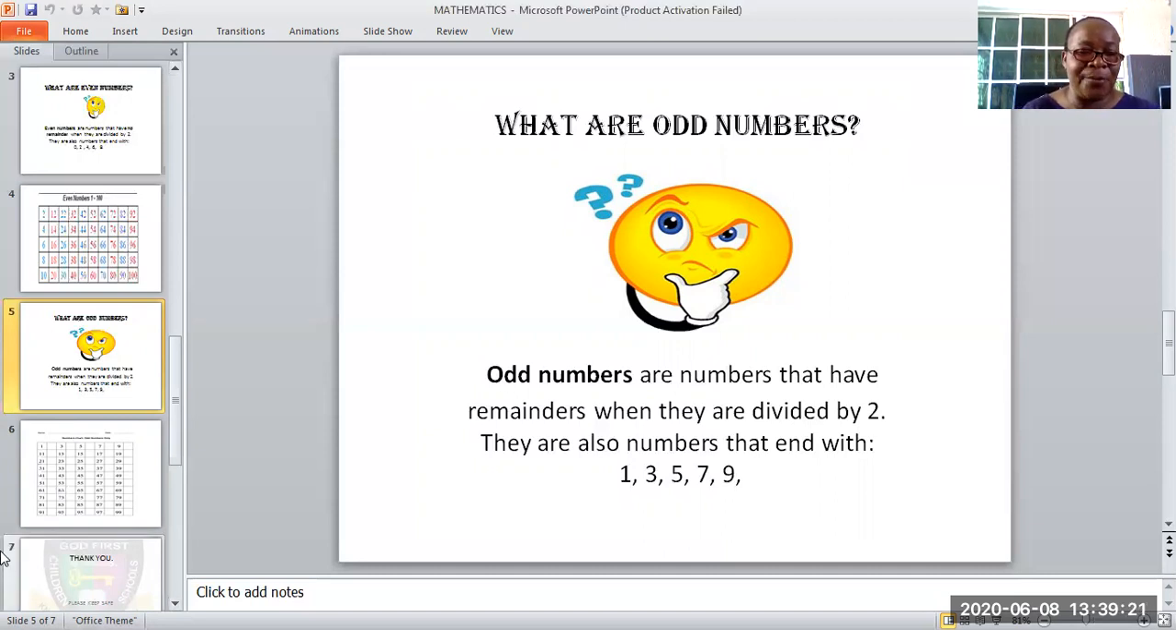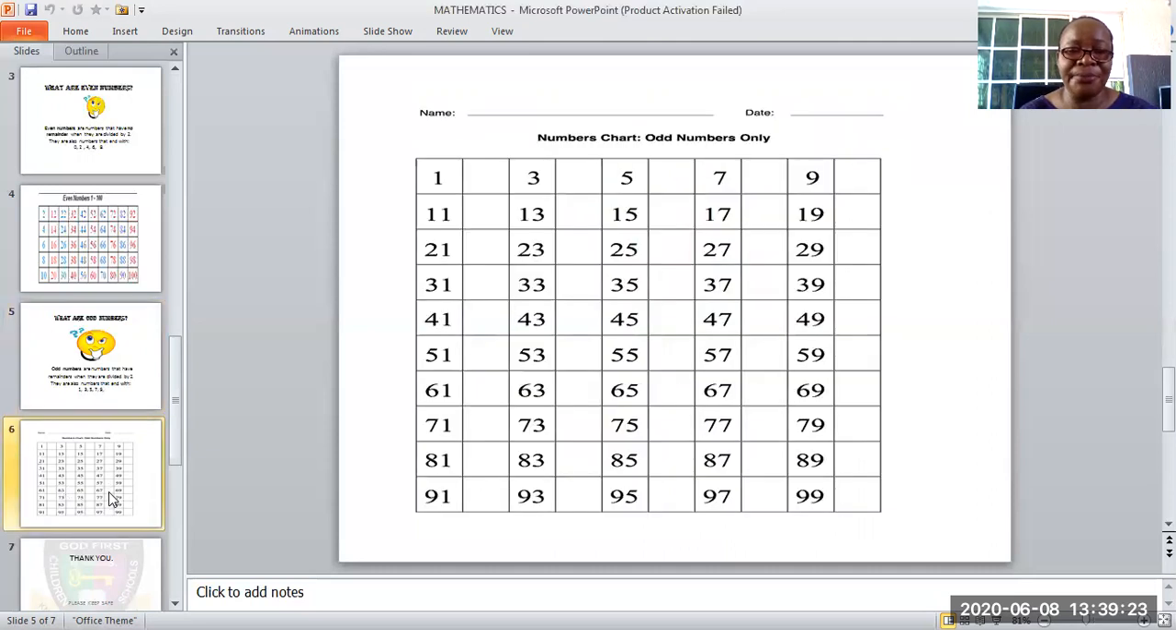Let's look at our examples on the slide. We have 1, 3, 5, 7, and 9. We go further to say 11, 13, 15, 17, 19, 21, 23, 27, and 29.